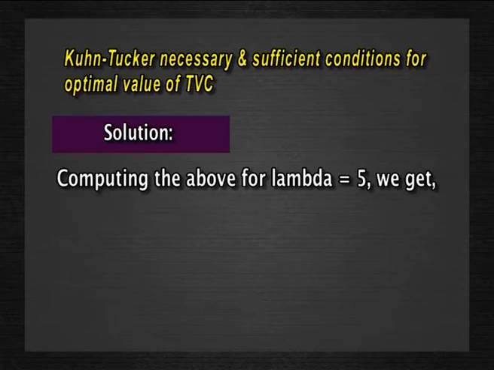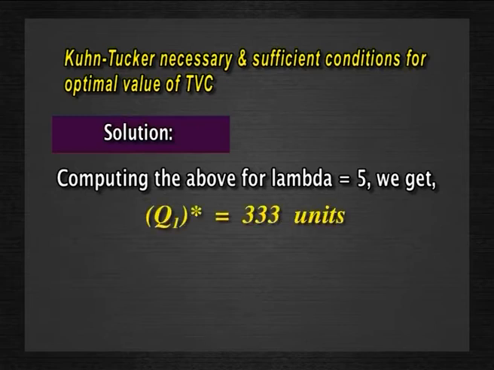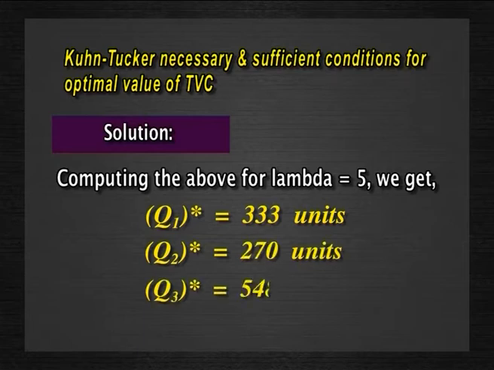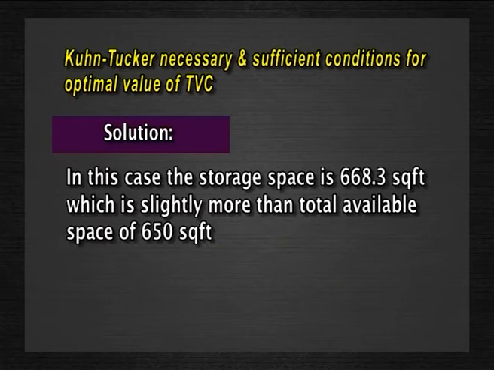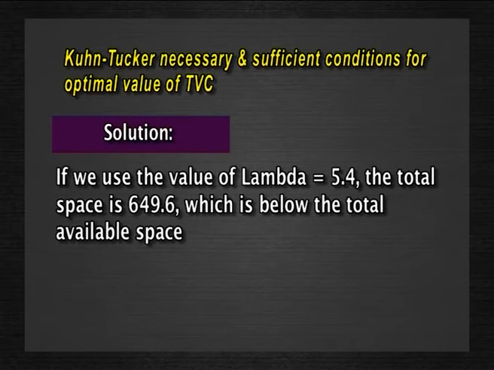Computing the above for lambda equal to 5, we get Q1 star equal to 333 units, Q2 star equal to 270 units and Q3 star equal to 548 units. In this case, the storage space is 668.3 square feet, which is slightly more than the total available space of 650 square feet. If we use the value of lambda equal to 5.4, the total space is 649.6, which is below the total available space.